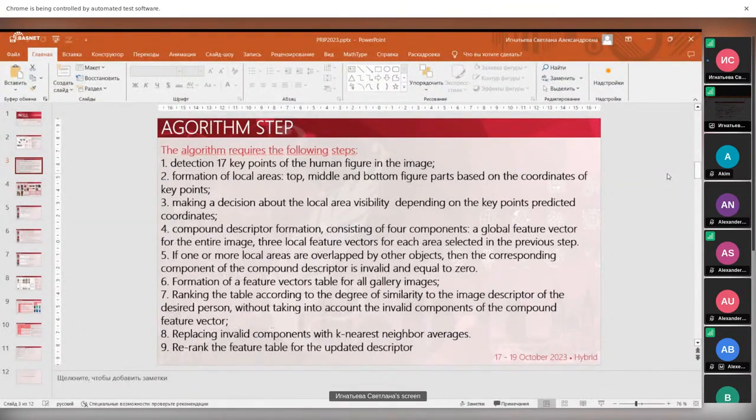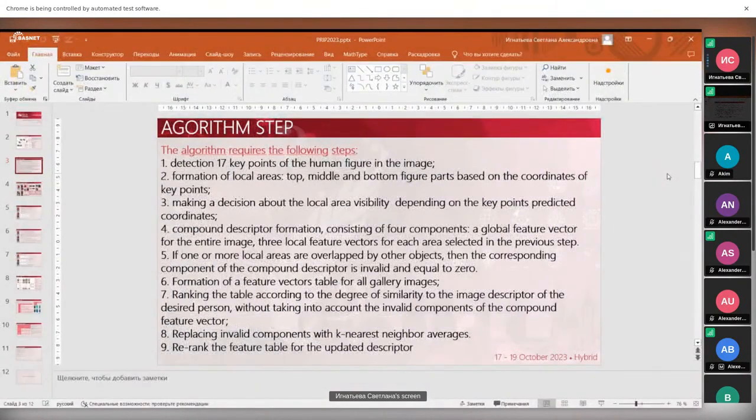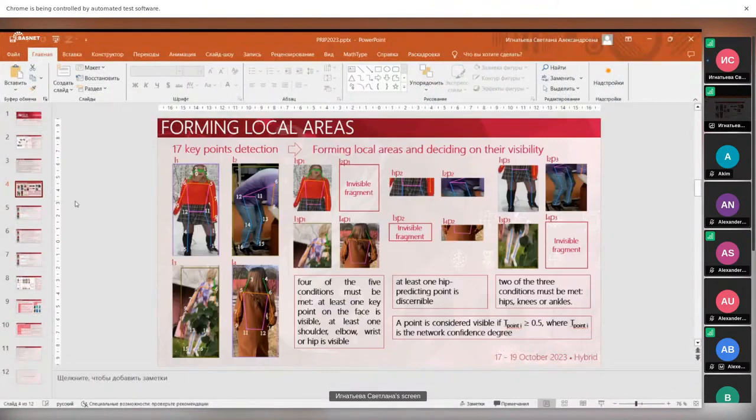If one or more local areas are overlapped by other objects, then the corresponding components of the compound descriptor are invalid and equal to zero. Then formation of the feature vector table for the whole image gallery, ranking the table according to the degree of similarity to the image descriptor of the desired person without taking into account the invalid components of the compound feature vector, replacing invalid components with the k nearest neighbor average and reranking the feature table for the updated descriptor. The compound descriptor includes a global feature vector for the whole image and three local feature vectors for the top, middle, and bottom parts of the human silhouette. 17 key points are used to highlight local areas and determine their visibility.